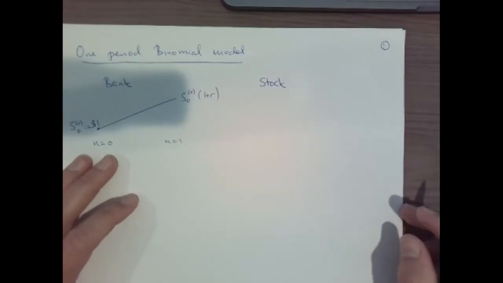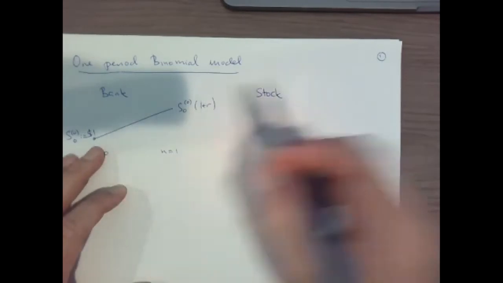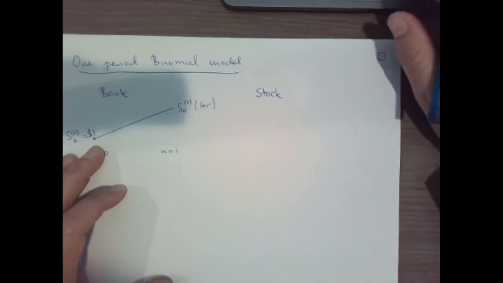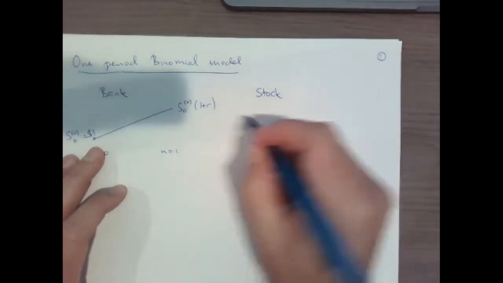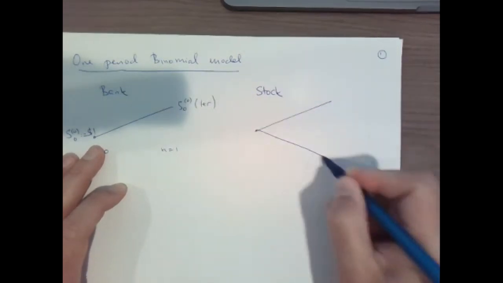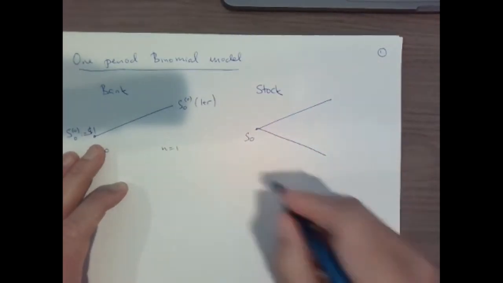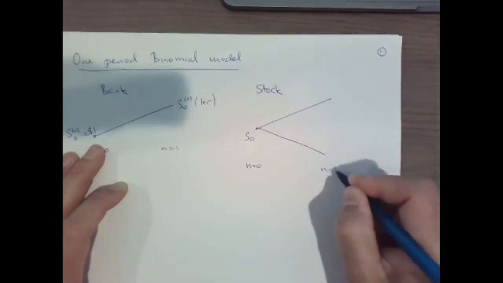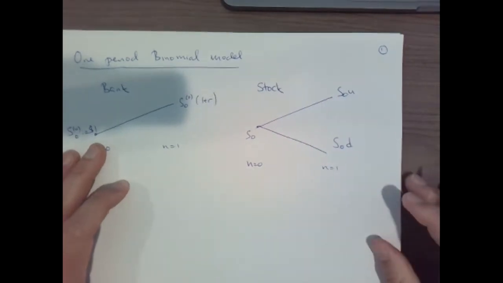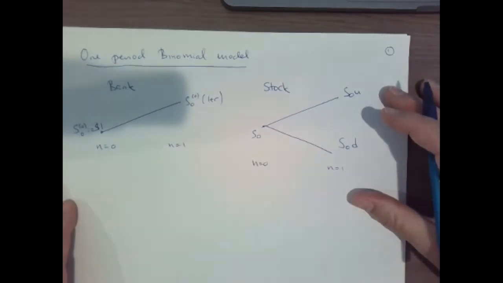The big difference between the stock and the bank is that the bank only has one value. When you go into the stock, you have 2 possible values. This is why it's called binomial. So you start out with the stock at time 0, and it will move into the stock at time 1. It will go up or it will go down. It'll be some sort of coin flip that determines what the price is tomorrow. So there's uncertainty here.